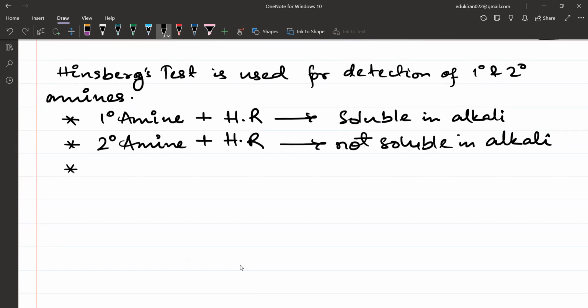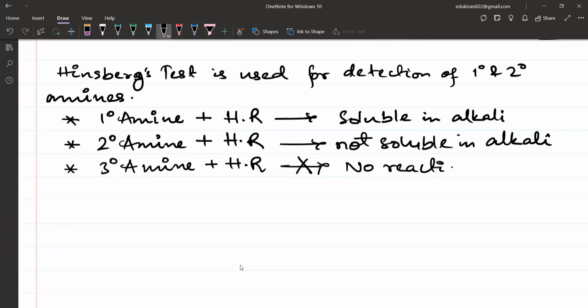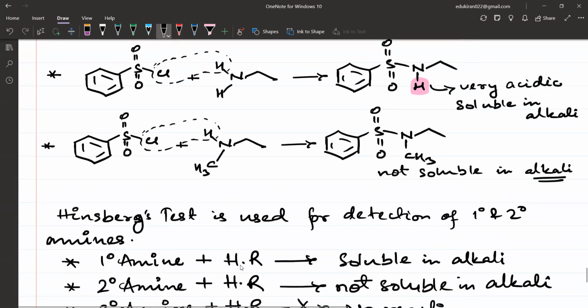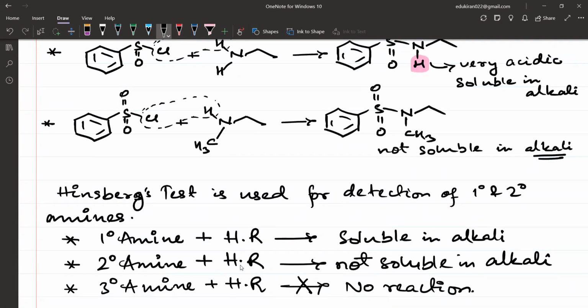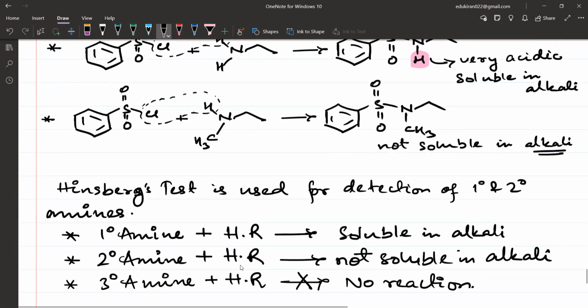And if you have 3 degree amine plus Hinsberg reagent, there will be no reaction. Why? Because it does not have any hydrogen. ठीक है ना? एक हाइड्रोजन होना चाहिए ना HCl बनाने के लिए. That hydrogen is not present in 3 degree amine.